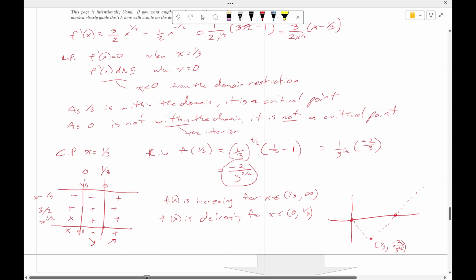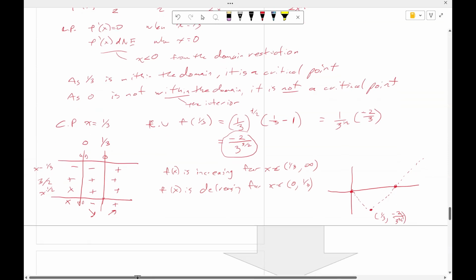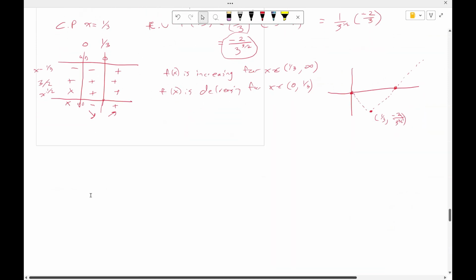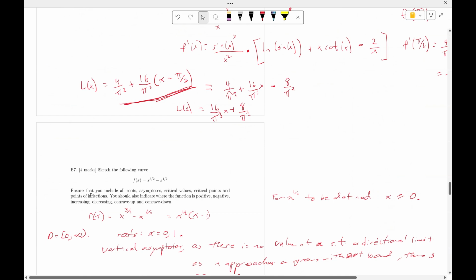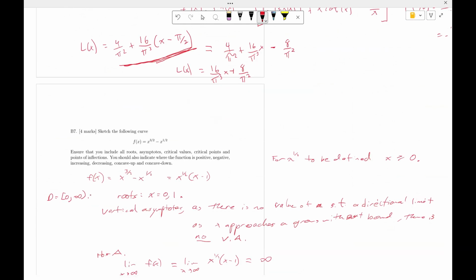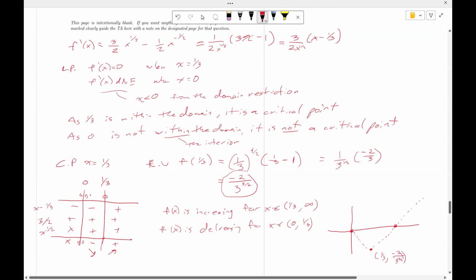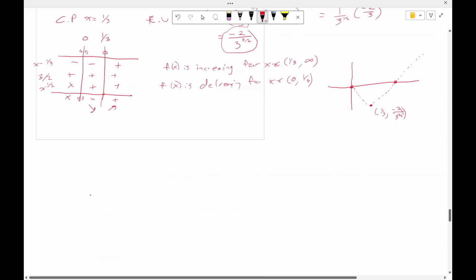Finally, we need to look at the second derivative to discuss our concavity and points of inflection. Okay. So up to this point, we have done our roots, asymptotes, critical values, critical points. We've done positive, negative, increasing, decreasing. We're just left with points of inflection, concave up and concave down. So to look at that, that is the second derivative.